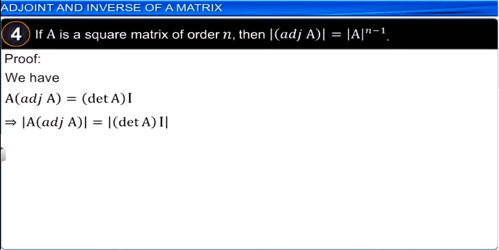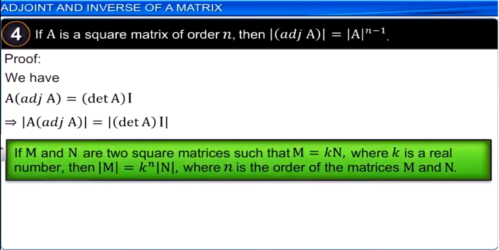Now, recall the result that if M and N are two square matrices such that M is equal to K into N, where K is a real number, then the determinant of M is equal to K raised to the power of n into the determinant of N, where n is the order of the matrices M and N. Using this result, we have determinant of A into adjoint of A is equal to determinant of A raised to the power n into the identity matrix.